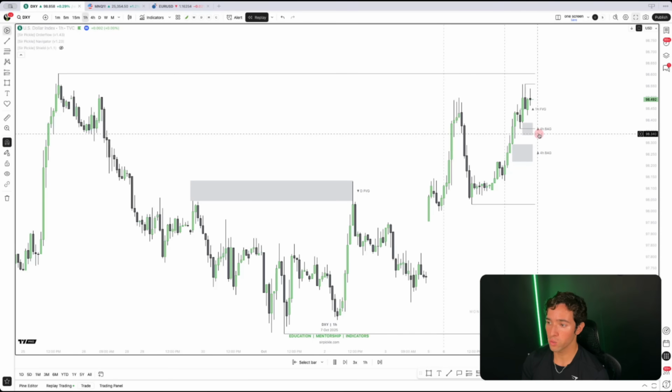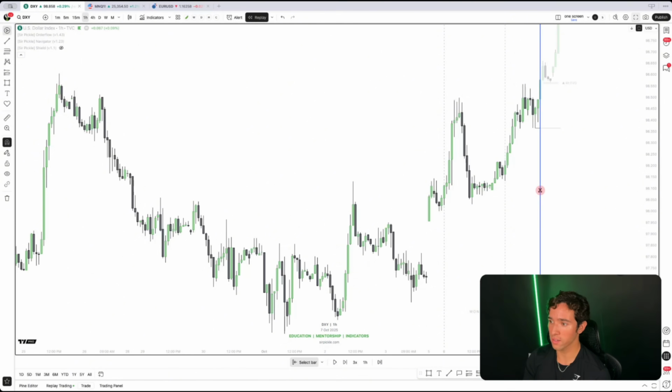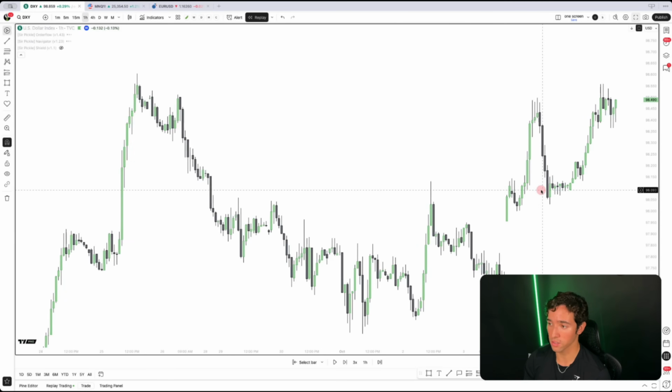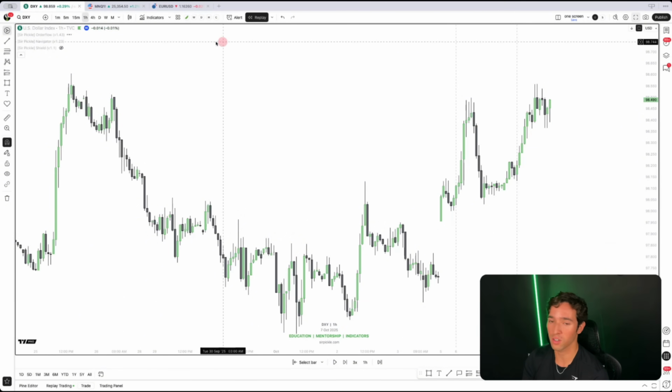Now, eventually, we do create a 4 hour fair value gap right here that we do retrace into and end up completing that daily context. But if we rewind to that 4 hour context, which if it was aligning in a good kill zone, it would have been a great trade.